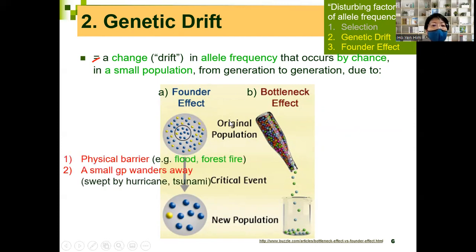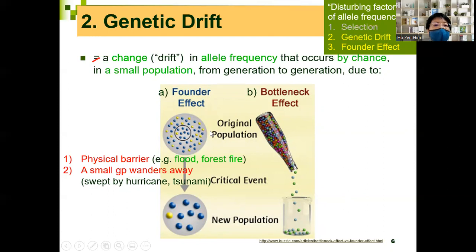Okay. So what happened? This is the original population. You can see there's variation here in terms of blue color and yellow color, to show the variation. Then we know that some incident happens, some external factor. So what's the incident here? It's a critical event that can cause a change. It could be some physical barrier that suddenly separates a small group of individuals from the original population. For example, there's a flood, right? So this flood actually sweeps some of the individuals away from the original population. So it's being swept away.